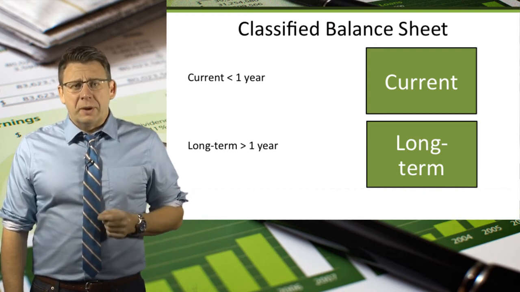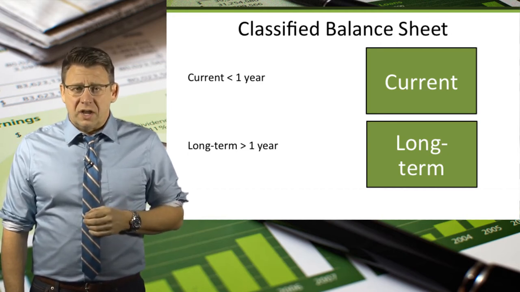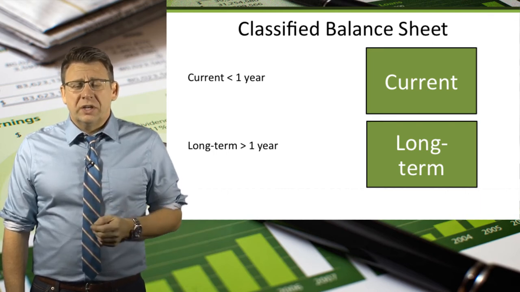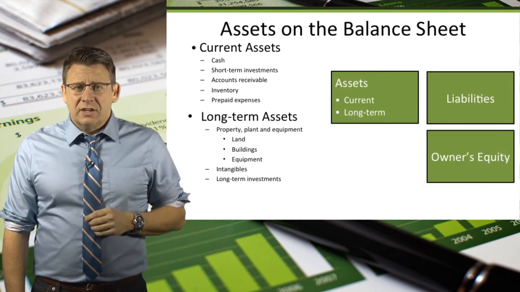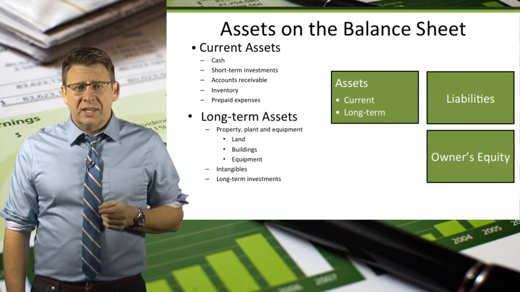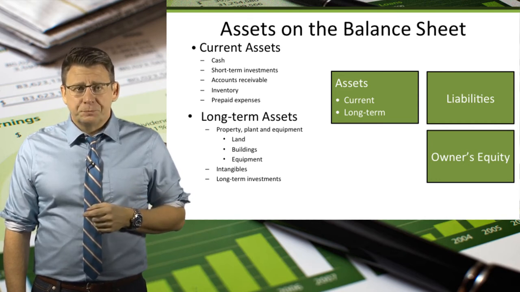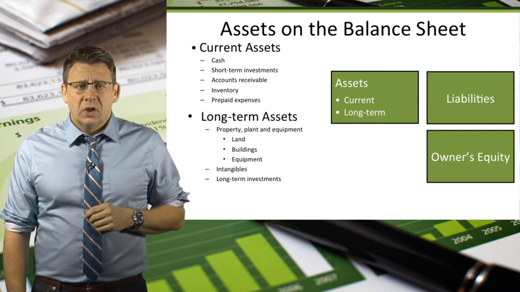The easiest way to remember if something is current or long-term is the one-year cutoff. Less than 1 year, it is current. More than 1 year, it is long-term. So current assets are those assets that will be collected in cash or used up in 1 year or less. You can see some common examples on the slide.